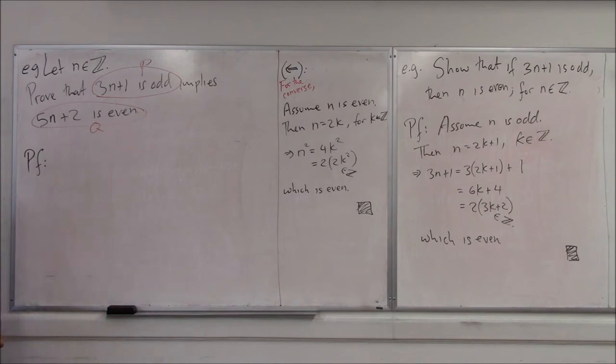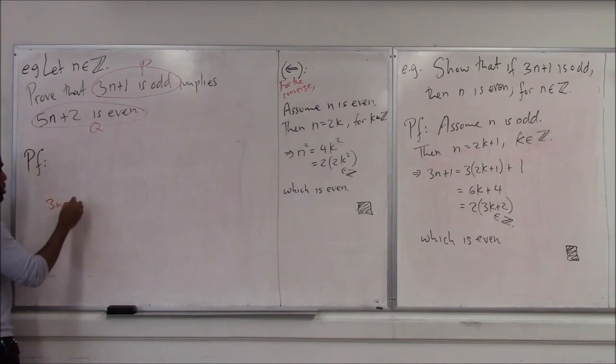Okay. What do we do? Assume that it's odd. Assume that what is odd? Three n plus one equals four. Assume the statement is true and we solve for n. Okay, so if we assume 3n plus 1 is odd, what would that give us?